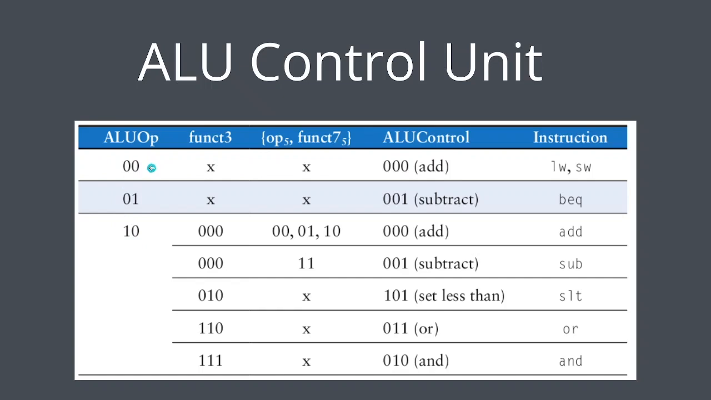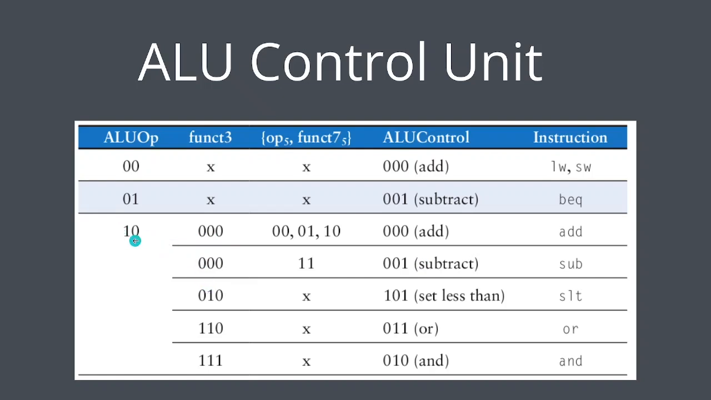0 0 corresponds to load and store operations. 0 1 indicates a branch operation, specifically BEQ, and 1 0 is used for ALU operations. The function 3 field is a 3-bit code found in the instruction that specifies the exact ALU operation within the R-type instructions. The ALU can perform multiple operations depending on the function 3 value. However, for operations like addition and subtraction, the ALU needs additional information because you can see the function 3 value here is exactly the same.